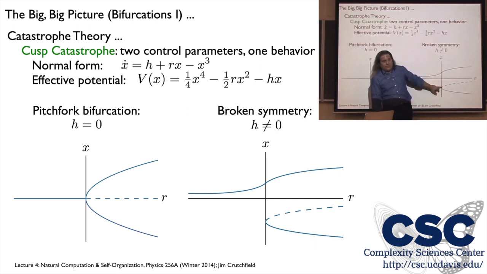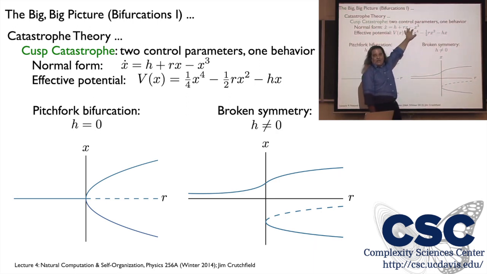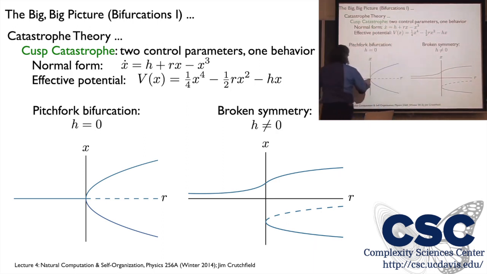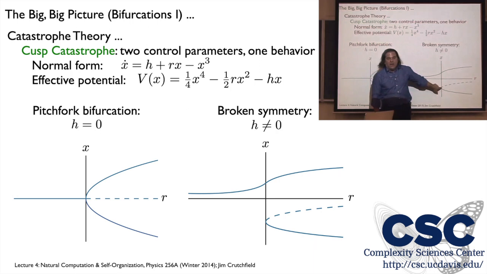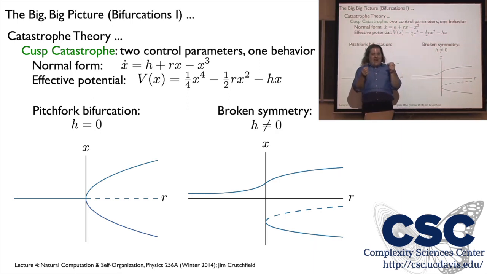And you can convince yourself of that with the arguments we've introduced already. If I make H a little bit positive, I can solve for the X stars that make X dot equal to zero. Now I just have the fixed point near the origin, which just shifts a little bit as a function of R. And then some finite distance away, not arbitrarily, but some finite distance away, a pair of fixed points is born.